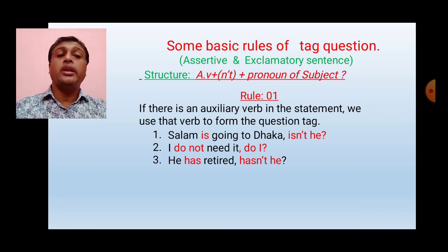Look at the third example. He has retired. This statement is also a positive statement and this is an assertive sentence as this sentence has started with subject. Then if we write the answer of this sentence, at first we will write auxiliary verb. Here has is auxiliary verb. So I have written has.